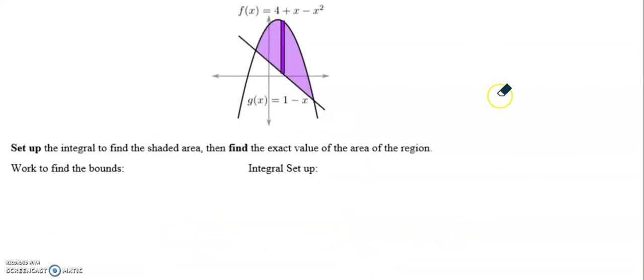Okay, now comes time to actually find the exact area, all right? So I'm going to have you find the bounds so we can get started with our setup. So we're going to set our functions equal to each other, figure out our a and our b, and try the integral setup. Pause your video and then come back and compare.